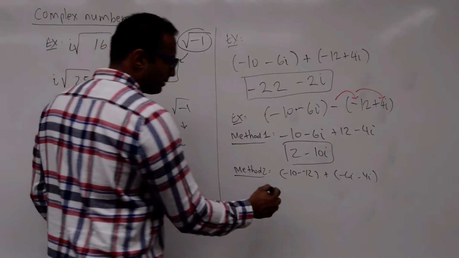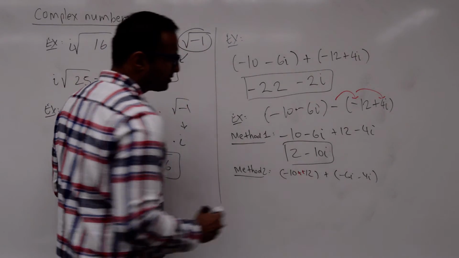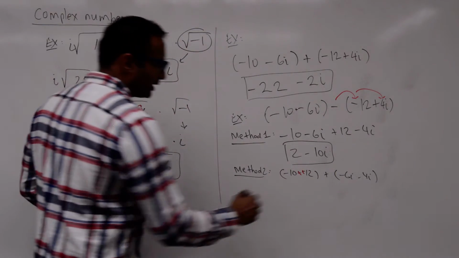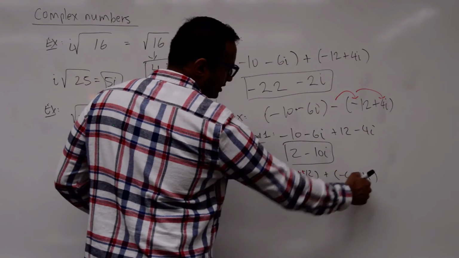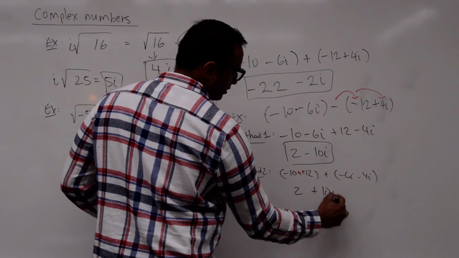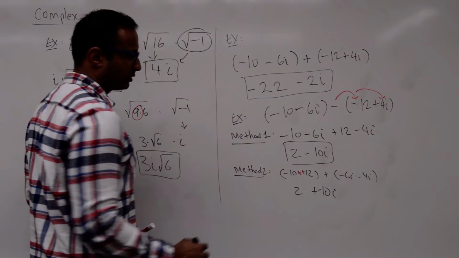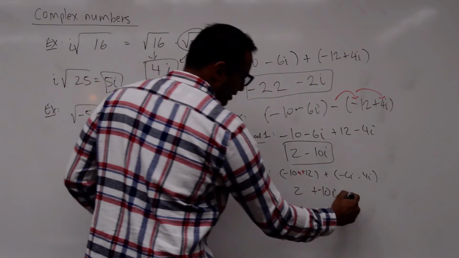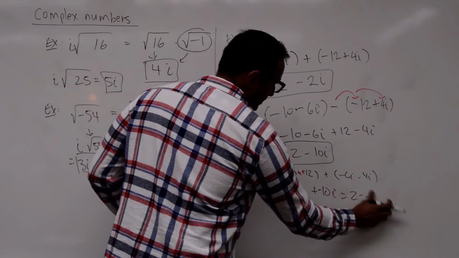So you got negative 10 minus negative 12. The two negatives turn into a positive. That will give me 2. Negative 6i minus 4i is going to give me a negative 10i. So you got 2 plus negative 10i, which you can rewrite as 2 minus 10i.